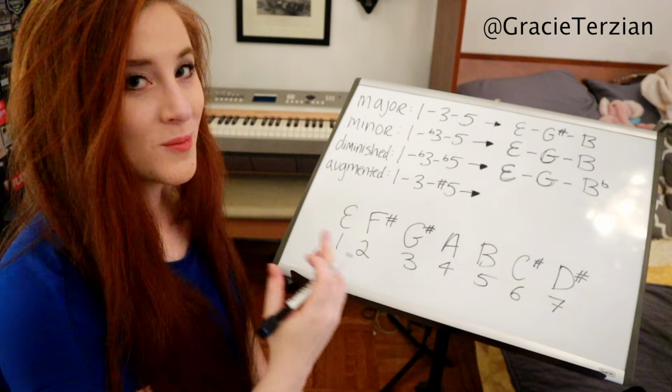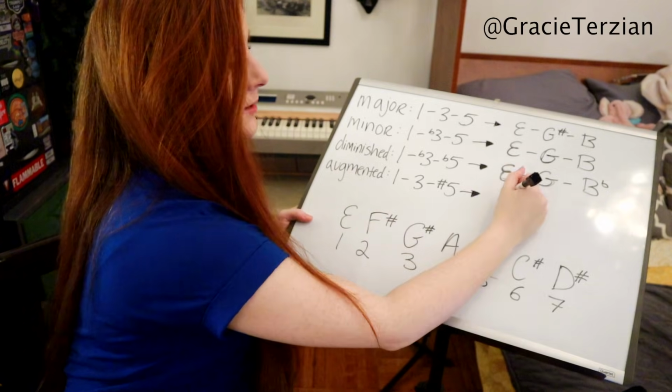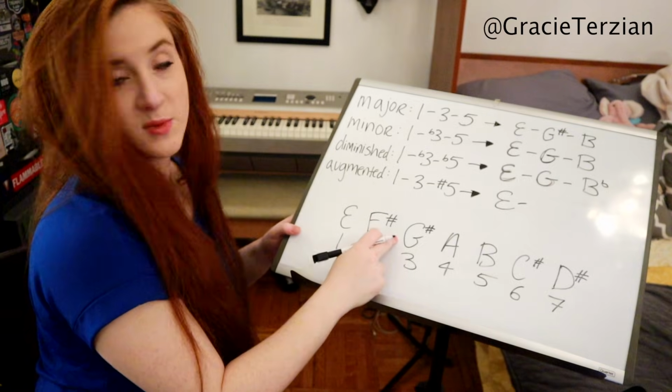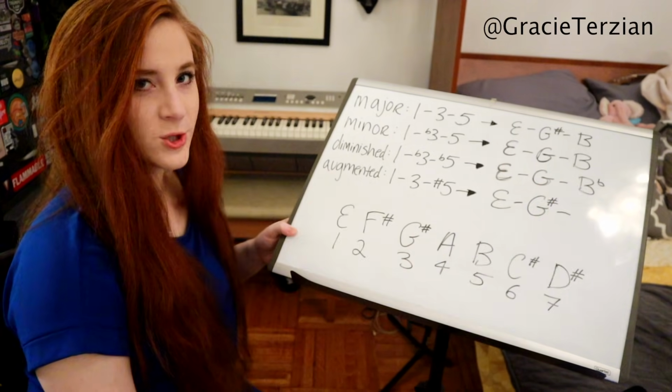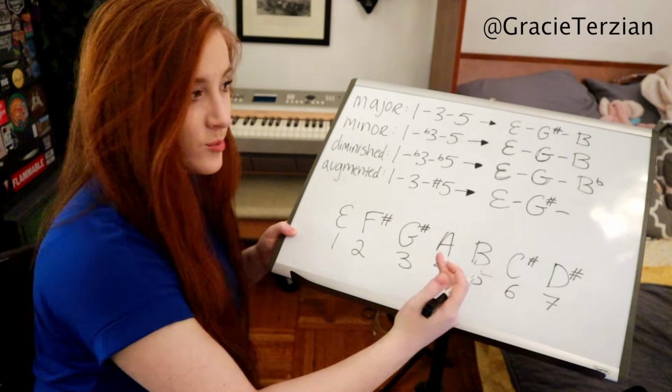Now what about an E augmented chord? So we have a 1, so E is the 1, right? We have a normal 3, not a flat 3, but a normal 3, so that's just going to be G sharp. And what about our sharp 5? We're going to take this B and we're going to sharpen it, so we're going to get a B sharp.